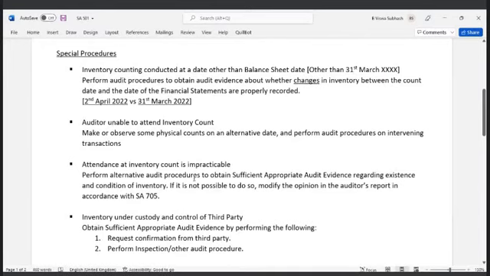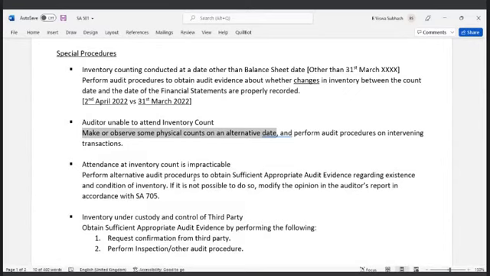Okay, next. Auditor unable to attend inventory count. In case it is not practically possible, make or observe some physical counts on an alternative date and perform audit procedures on intervening transactions. So they are saying if it is not practical to attend the inventory counting on that particular date, then you do it on an alternate date. You just go to the warehouse on any other alternative date and just do some sample verification.